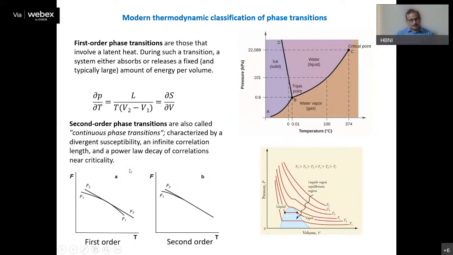Whereas there are continuous phase transitions, which are characterized by divergent susceptibilities, infinite correlation lengths, and power law decay of correlations near criticality. These kinds of continuous phase transitions are the second kind of phase transitions. And the very example that I gave for water actually describes both kinds of phase transitions, at T below Tc and at Tc. So this is the modern classification of phase transitions as a function of thermodynamic parameters.